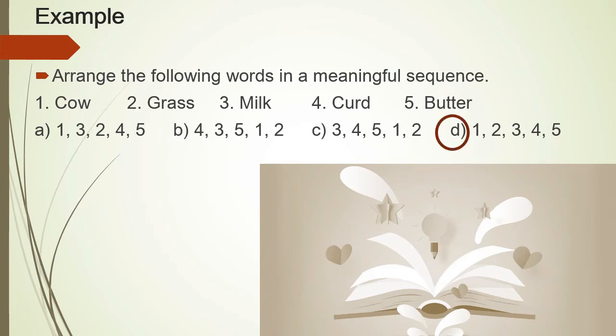So the answer for this is option D, that is 1, 2, 3, 4, 5. It means cow, then grass, then milk, then curd, then butter. Let us look at the explanation for this. A cow feeds on grass, then it gives milk, and then from the milk curd is produced, and then from the curd butter is produced. So that's why it is like 1, 2, 3, 4, 5.